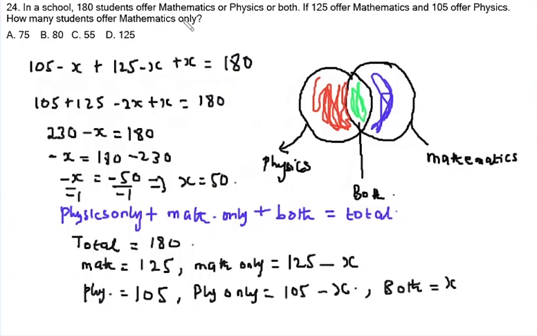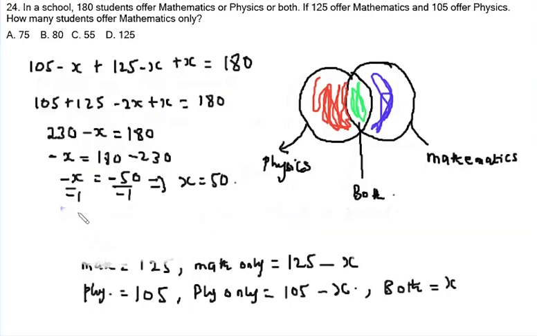So that's to solve our question of how many students offer mathematics only. Let's clean up space. To solve our question of how many students offer mathematics only, we simply say math only is equal to 125 minus 50. So this is equal to 75.